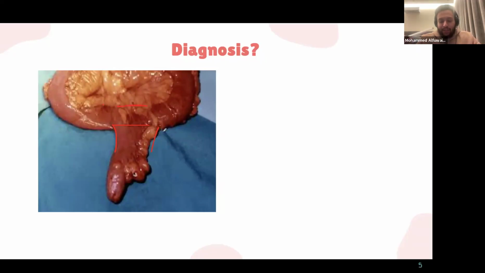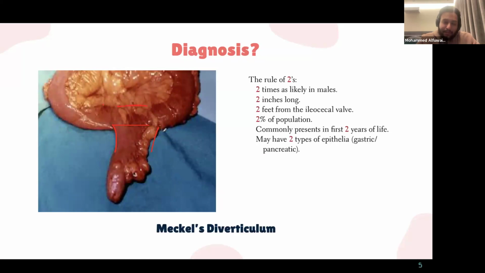Good. Now, Meckel's diverticulum, how do you remember? What's the rule of Meckel's diverticulum? Rules of two. Okay, here it is. It's 2 times more likely in males, 2 feet, 2 inches long, 2 feet from the ileocecal valve, 2% of the population, the first 2 years of life. And it has 2 types of epithelium.